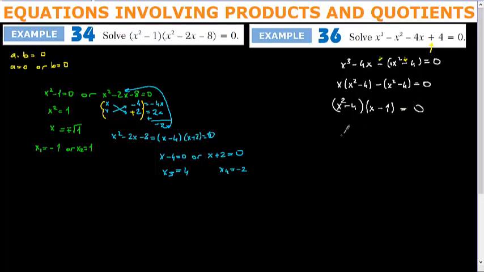So here x squared minus 4 is equal to 0, or x minus 1 is equal to 0. If x squared minus 4 is equal to 0, x squared is equal to 4, so x is equal to plus or minus root of 4. x1 is equal to minus 2, and x2 is equal to plus 2.